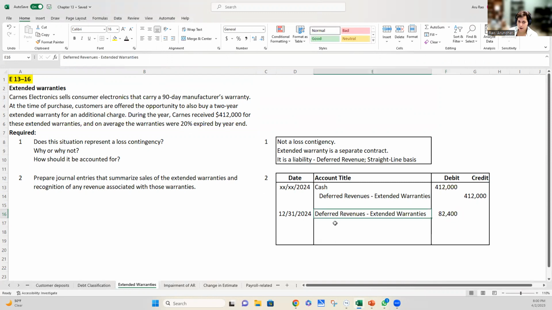It's no longer deferred revenues. It's no longer a liability in my books. It now becomes revenues. So I switch it from a liability to a revenue. Deferred revenue debit, revenues credit.